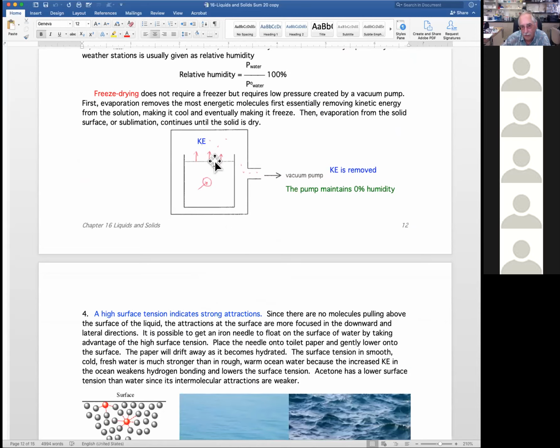So you start getting evaporation over here, and then you're sucking out all those water molecules as they go into the vapor phase. So what you're really doing is removing the kinetic energy. So the water gets cold, and then it starts to freeze, and then you're going from the solid to the vapor phase, which is sublimation. But you don't need a freezer, you just need a vacuum pump.